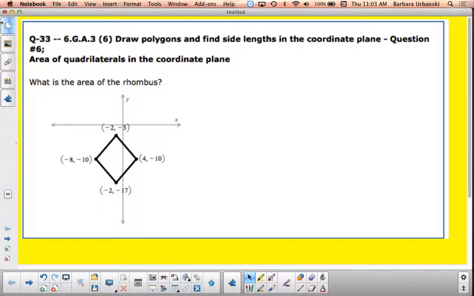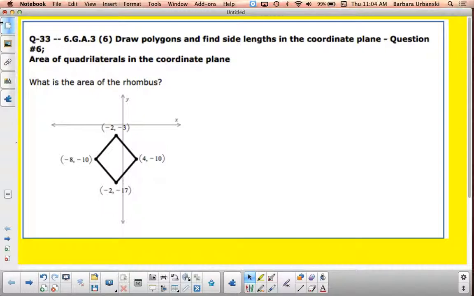Okay, today we're going to try to find the area of a quadrilateral in the coordinate plane. If you take a look at what we have here, they do have the vertices marked, but they do not have this plotted on a coordinate grid to scale. Could you do that on your own? Yes. However, if you look at the bottom vertex, it's (-2, -17). You're probably going to run out of room. And the idea here is for you to find out how to get the lengths without actually having to graph it.